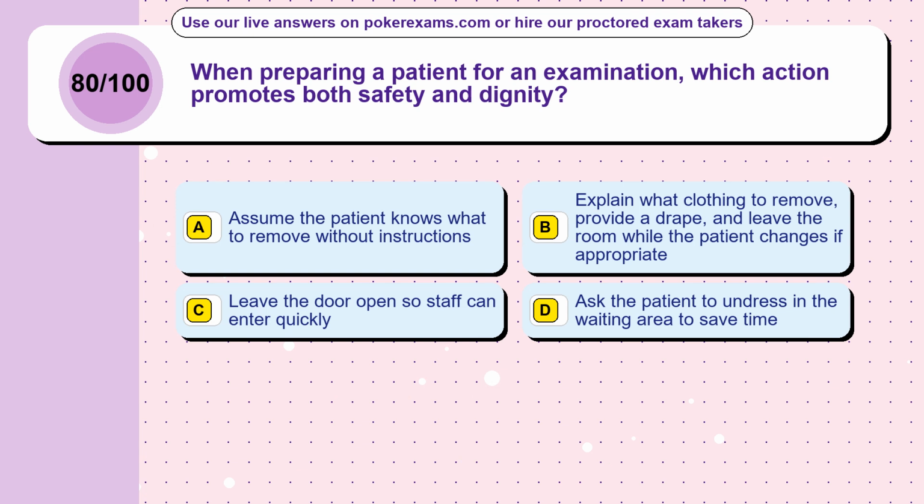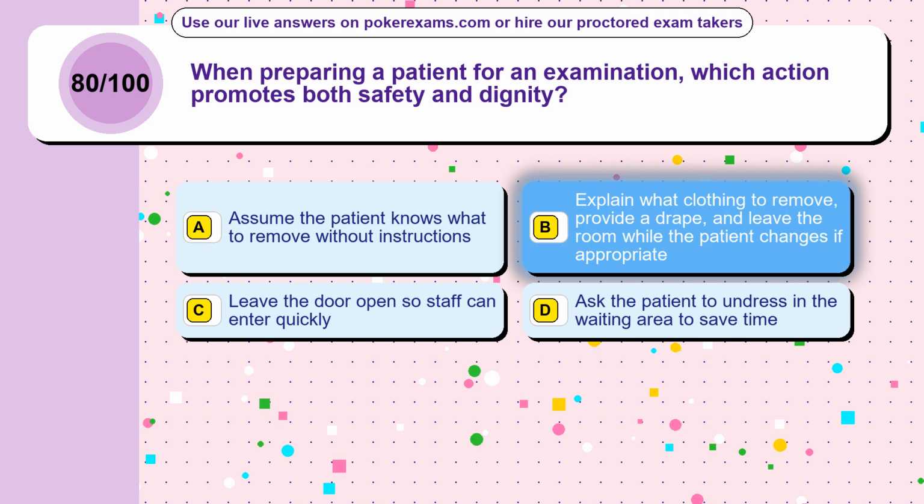Question 80. When preparing a patient for an examination, which action promotes both safety and dignity? Option A. Assume the patient knows what to remove without instructions. Option B. Explain what clothing to remove, provide a drape, and leave the room while the patient changes if appropriate. Option C. Leave the door open so staff can enter quickly. Option D. Ask the patient to undress in the waiting area to save time.